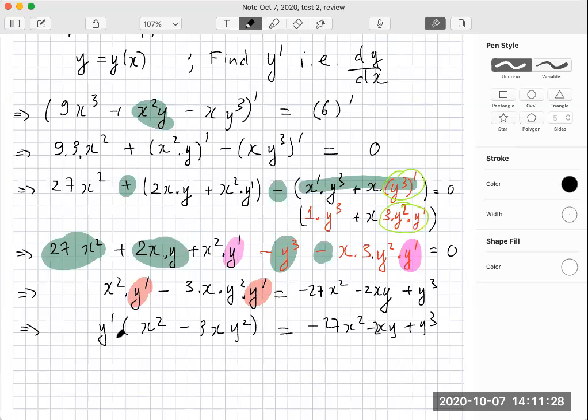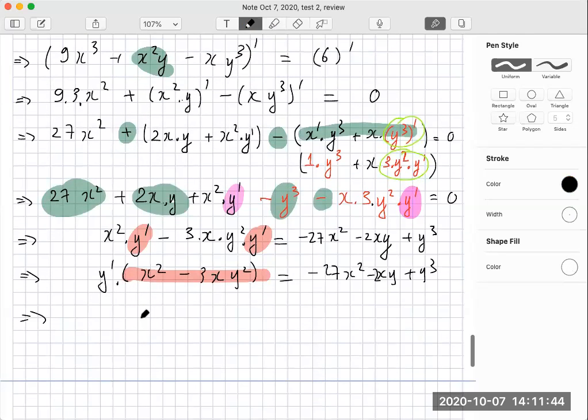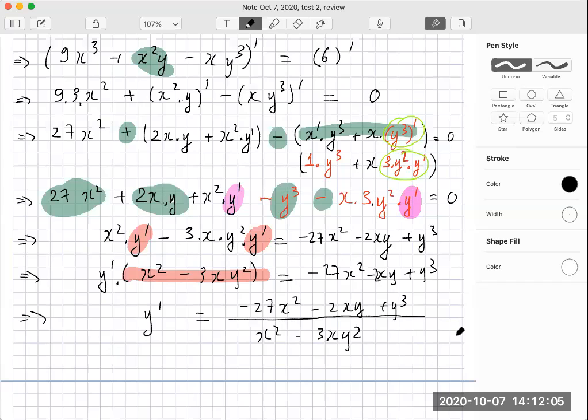Now on the left-hand side, it is a product. So what should we do to get rid of this factor? Thank you, Matthew. Therefore, y prime will be the right-hand side divided by the left-hand side's parenthesis factor. And that's it.